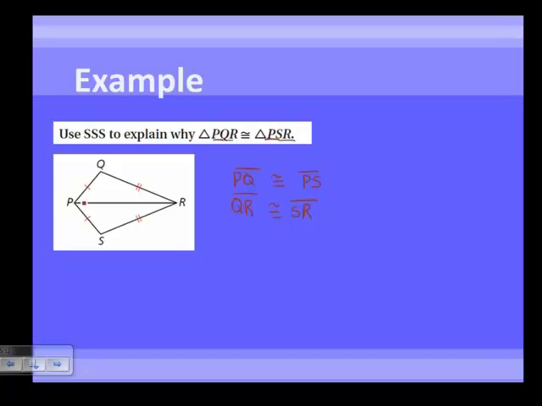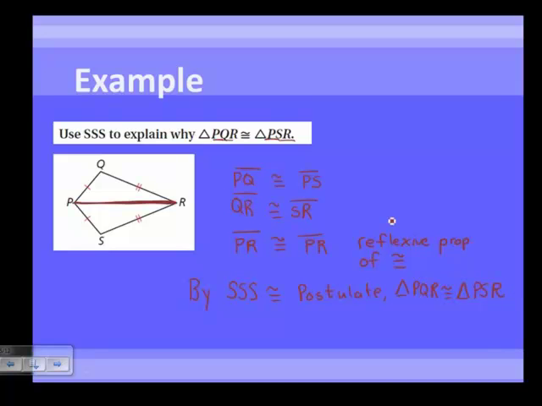Now the only thing we need is that last side, which is this guy here. Because both triangles share that side, we can say that PR is congruent to itself. And our reasoning for that would be the reflexive property. It's shared in both of the triangles, the reflexive property of congruence. So then we could say by the side-side-side congruence postulate, triangle PQR is congruent to triangle PSR. So that's our justification. This is like a mini proof.